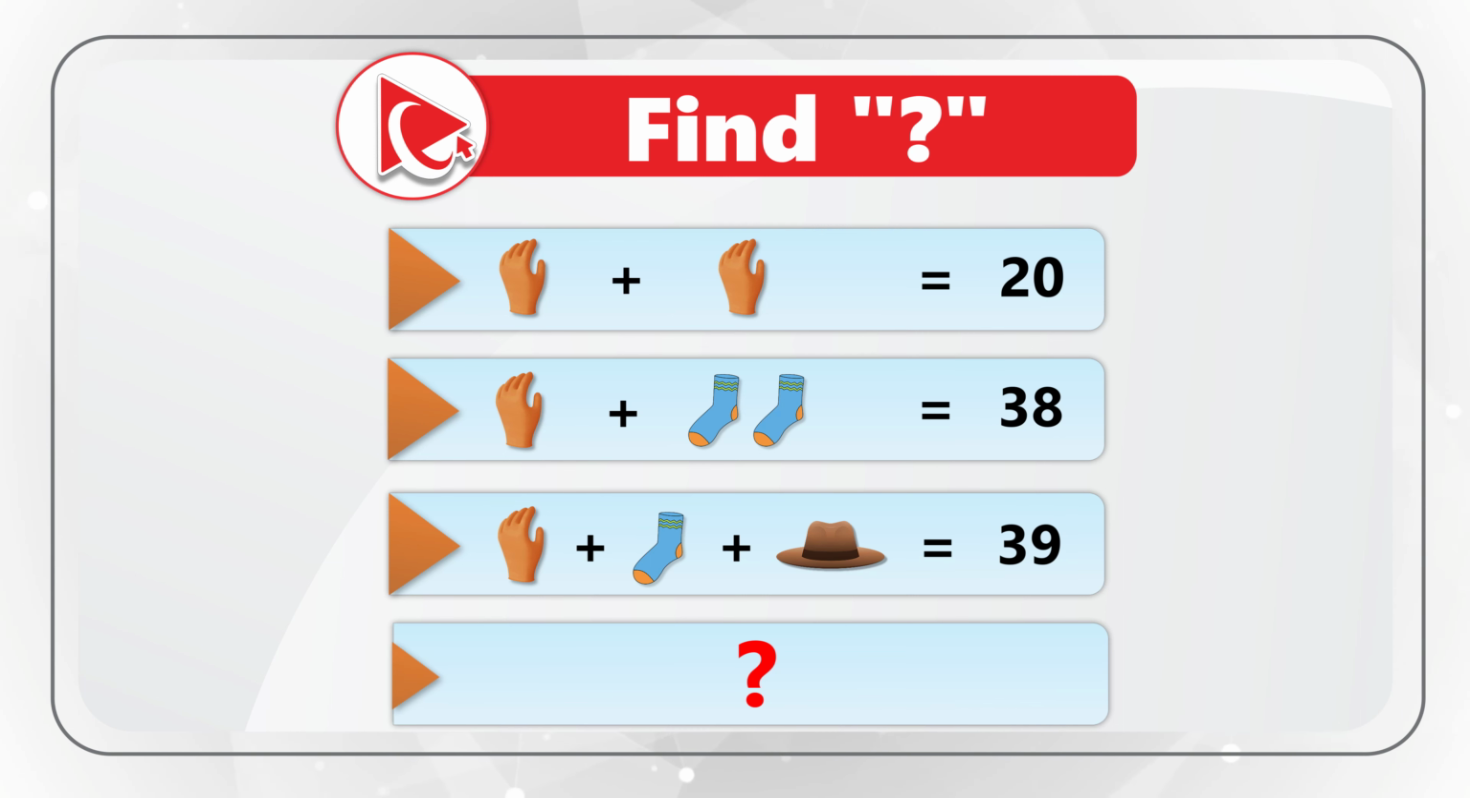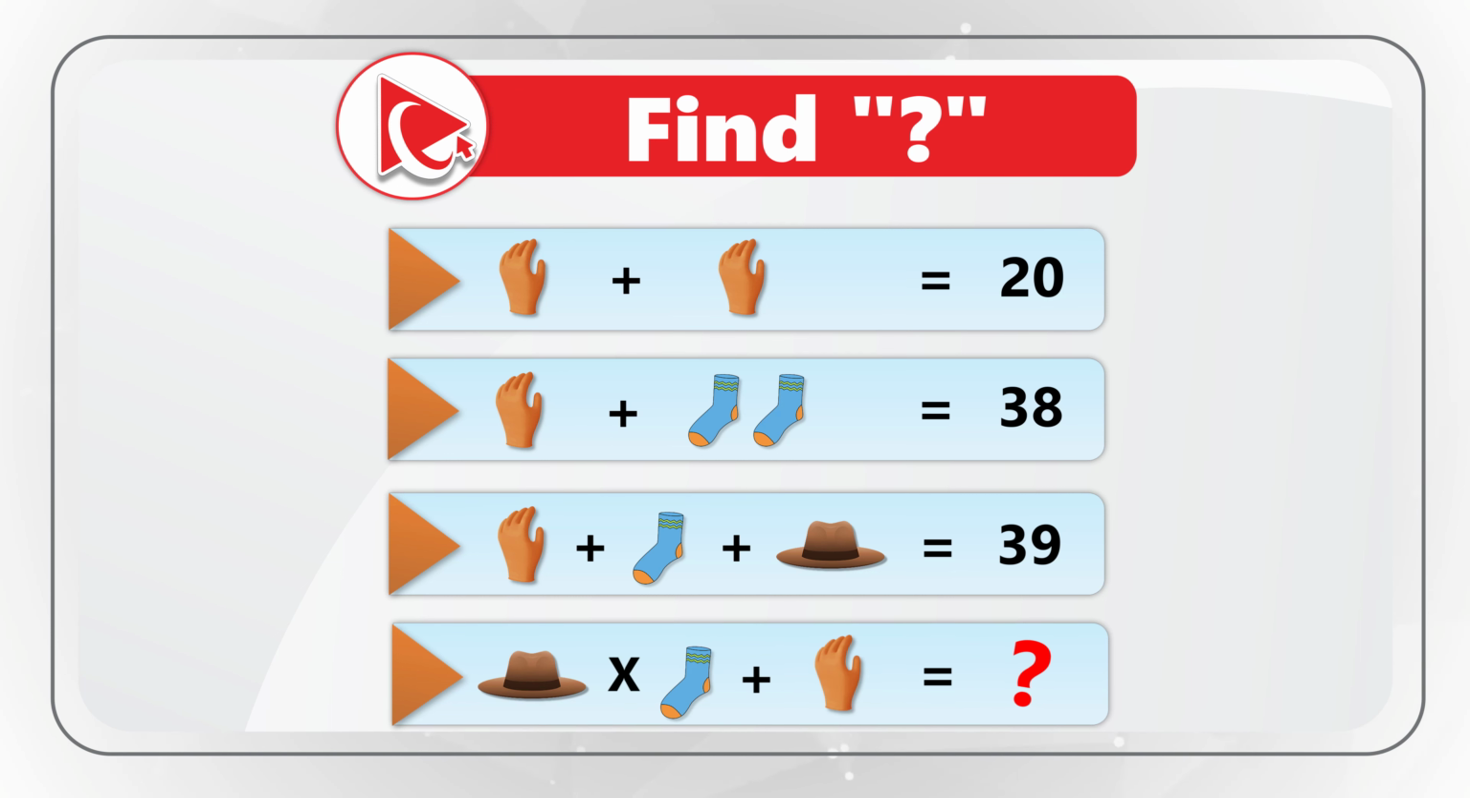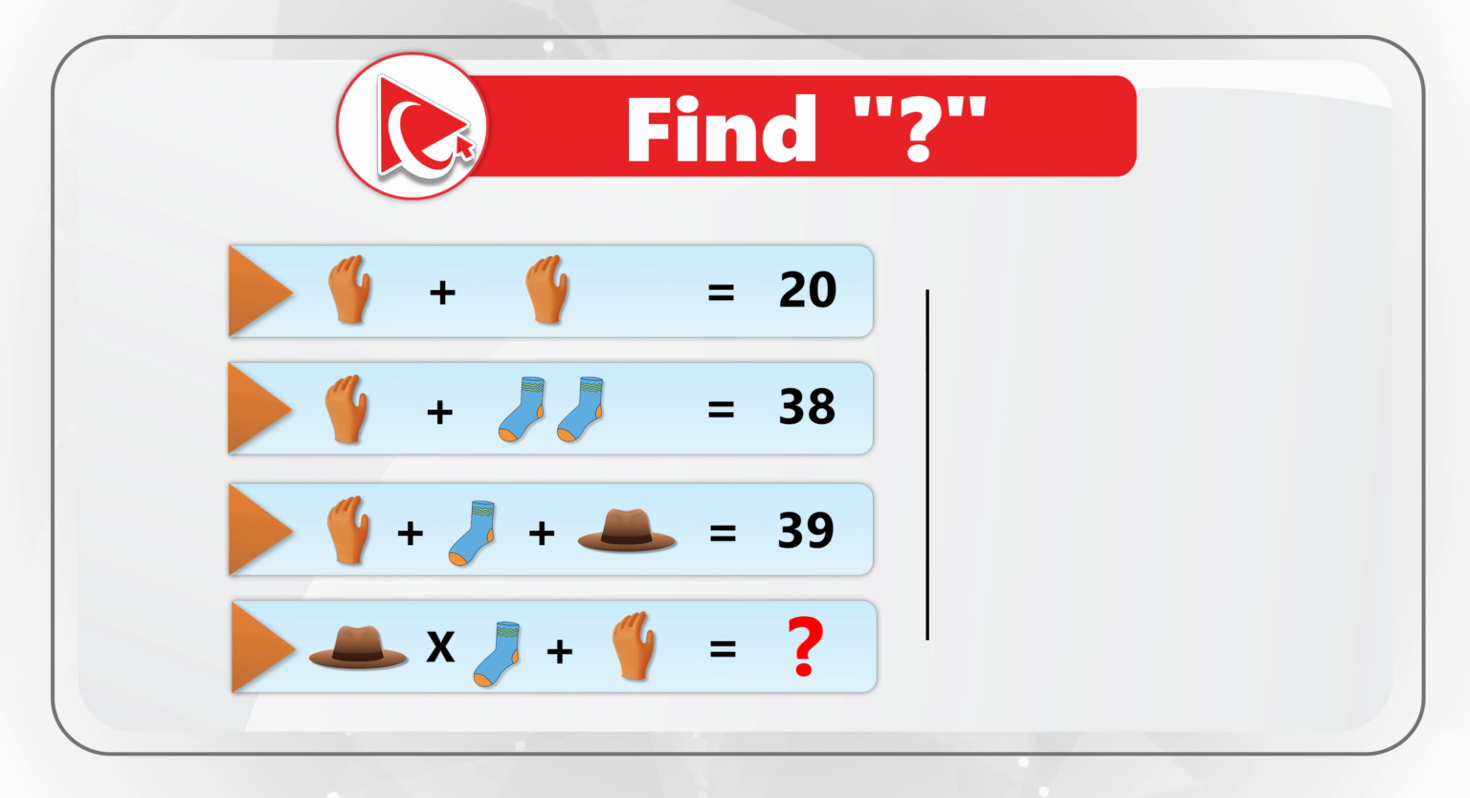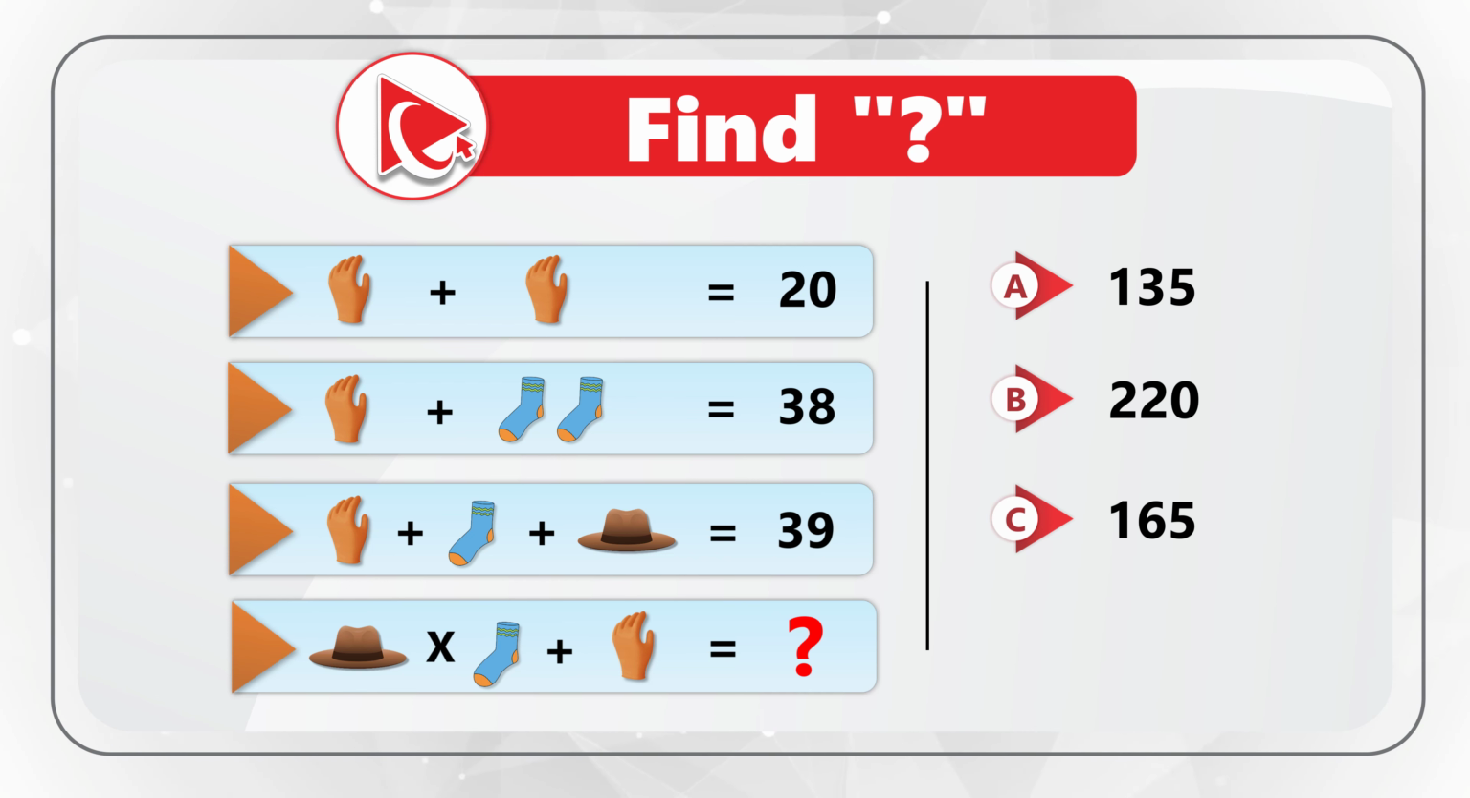And then the final equation where you have the missing number is 1 hat multiplied by 1 sock plus 1 glove equals the missing number. You need to calculate and select the missing number out of 4 possible choices. Choice A, 135. Choice B, 220. Choice C, 165. And choice D, 360. Take a close look to see if you can use your mental powers to calculate the missing number.